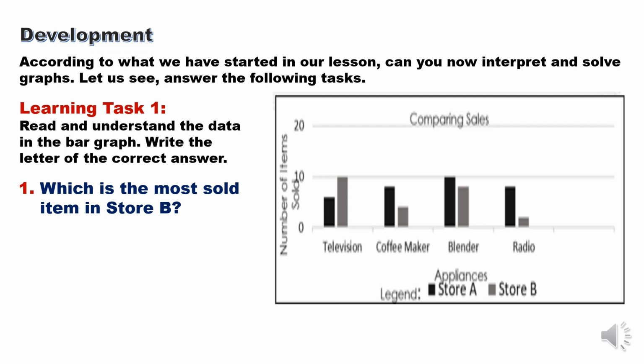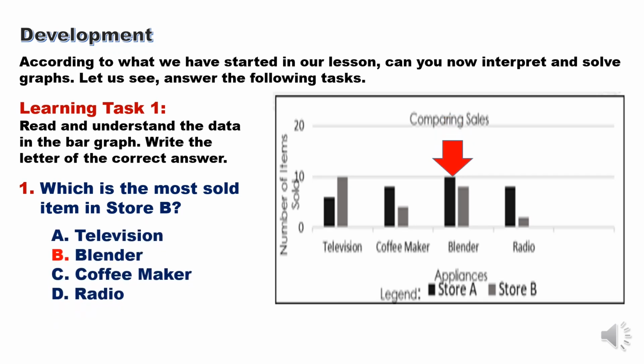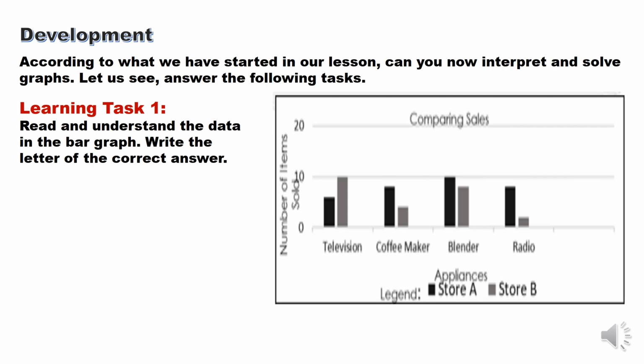Question 1. Which is the most sold item in store B? Is it A. Television, B. Blender, C. Coffee maker, D. Radio? Two. How many items are sold in store B?